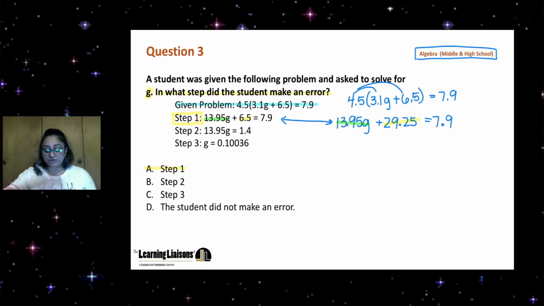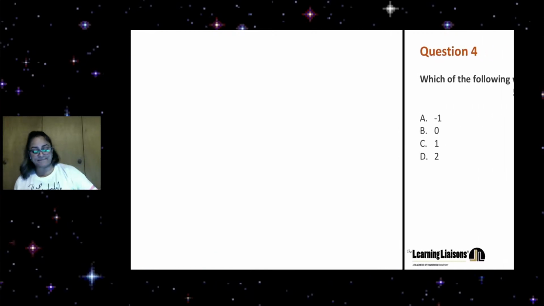So yes, if you look at what they did, they actually just brought down that 6.5 and they didn't distribute the 4.5 to it at all. So you want to make sure that you do the math on your own, because what ends up happening is you start second guessing yourself and you go, oh, but do I actually give the 4.5 to both of those pieces, the 3.1G and the 6.5? Do I give them to both terms, or do I just do one? And that's where the confusion starts, and you don't want to doubt yourself because you're way smarter than you give yourself credit for. All right? Questions, put them in the chat. But let's keep going.